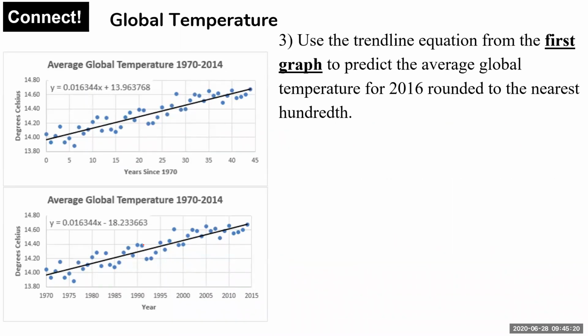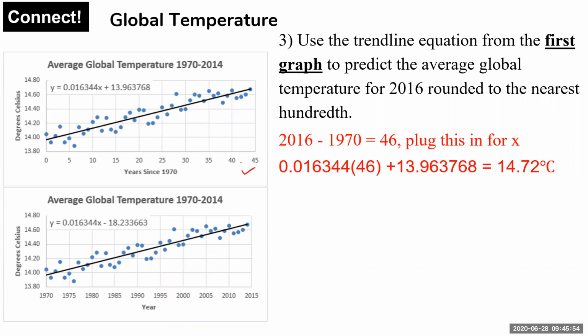Now use the trendline equation from the first graph to predict the average global temperature for 2016, rounded to the nearest 100. For 2016, we are looking at the first graph. Like I said, on the x-axis the year difference has been used. So to predict for 2016, you have to subtract the starting year, which is 1970, from 2016. That gives you 46, and you plug that into the equation.